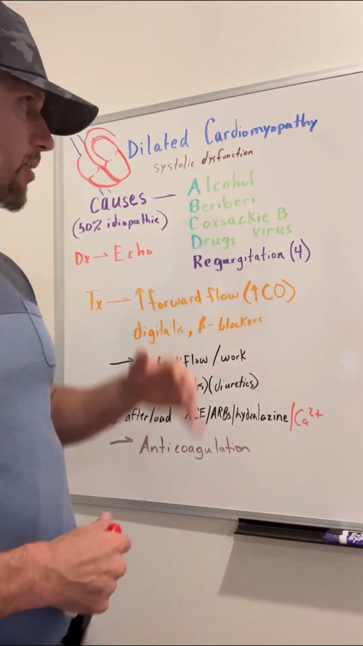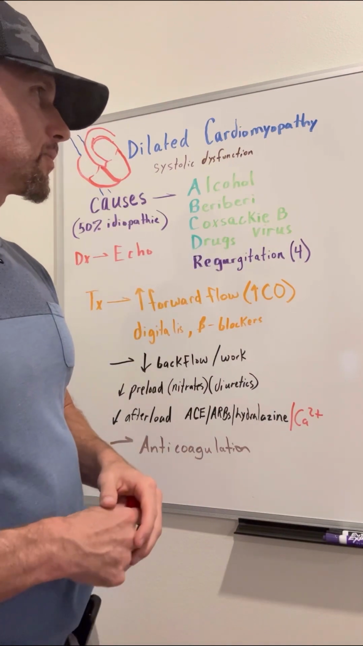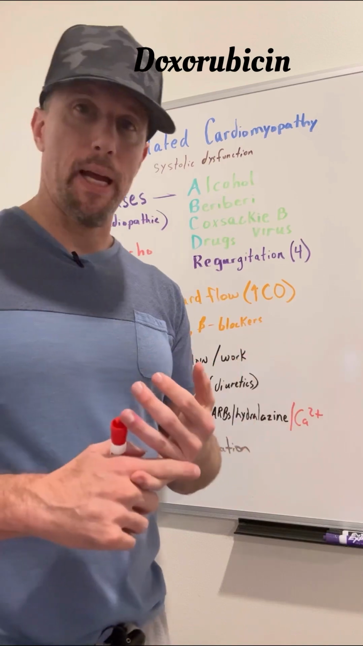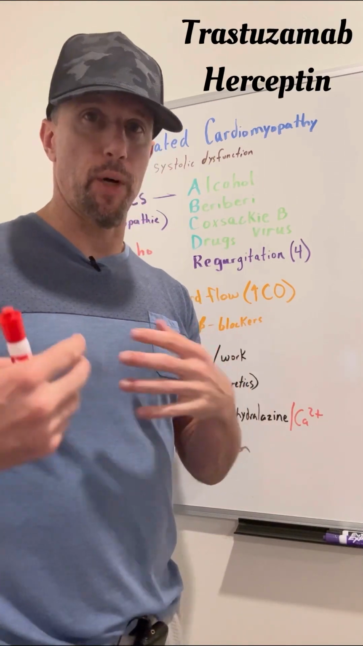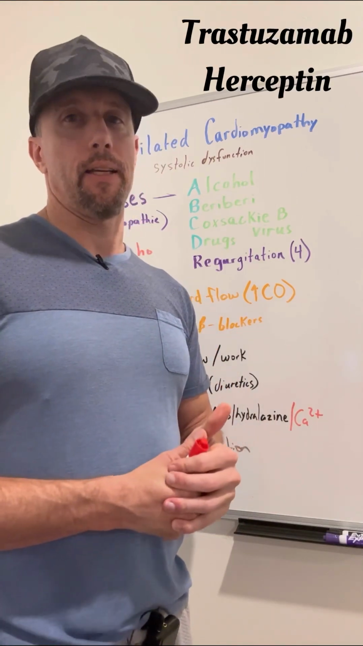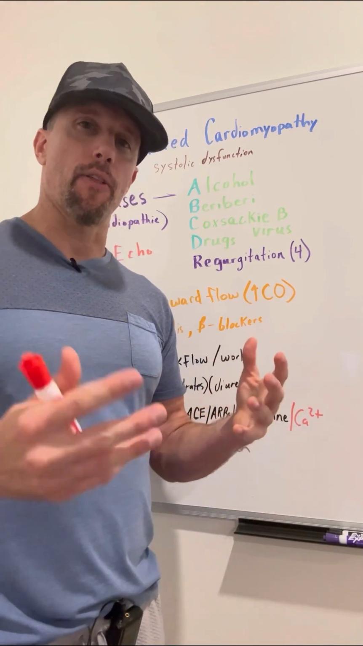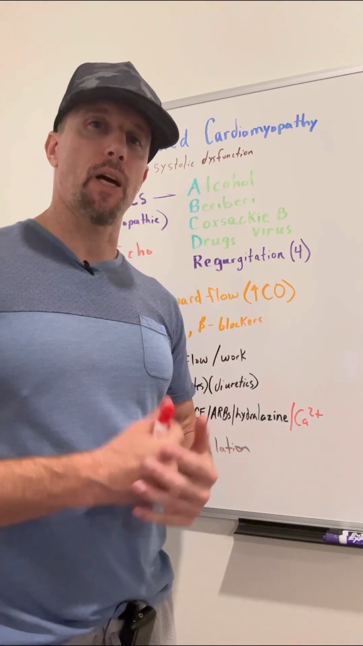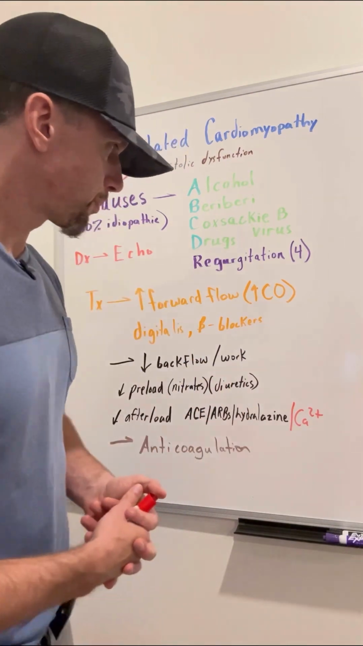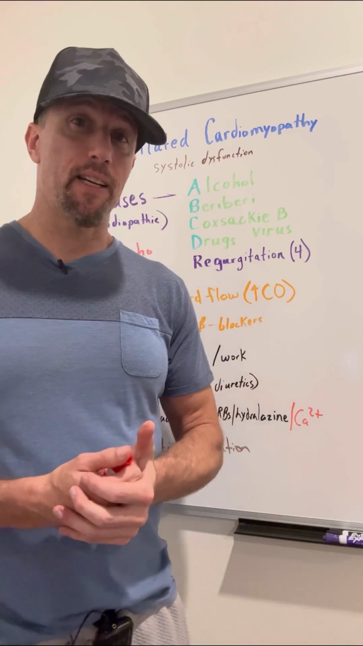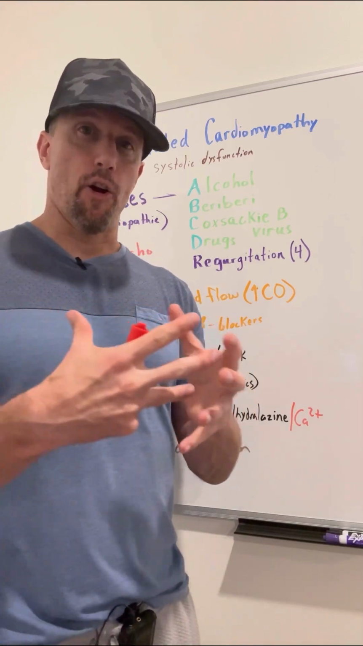And then drugs, this could be like doxorubicin, which is a cancer drug, trastuzumab, which is Herceptin, that's a breast cancer drug, and then just recreational drugs, cocaine, methamphetamines, all these different drugs can cause toxicity to the myocardium of the heart. And then regurgitation, it doesn't matter where the valve is regurgitating, it can cause enlargement of the ventricles.